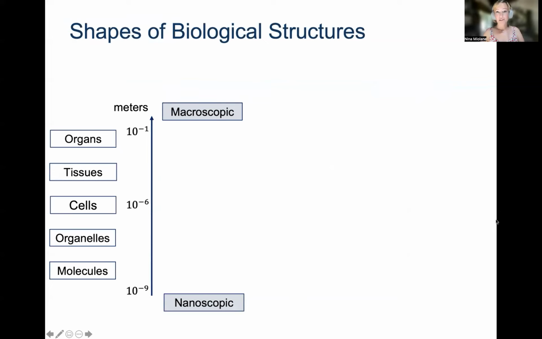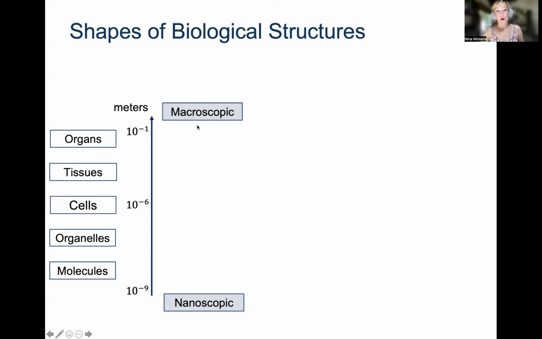So we're interested in the shapes of biological structures that appear in biomedical images. These biological structures can be found at the macroscopic scale all the way down to the nanoscopic scale, going from organs, such as the brains that we just saw, all the way down to tissues, cells, organelles, and molecules. And in 2022, we are actually very lucky because in order to study these biological structures that are at the heart of life, we can just look at them.